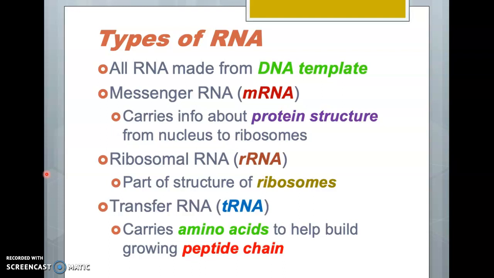And just as an FYI, protein, polypeptide, and amino acid chain are all interchangeable terms. So keep that in mind as we go. I will use all of them just to make sure that you're comfortable with hearing all 3 different types. And we'll talk more about tRNA later when we talk about translation.